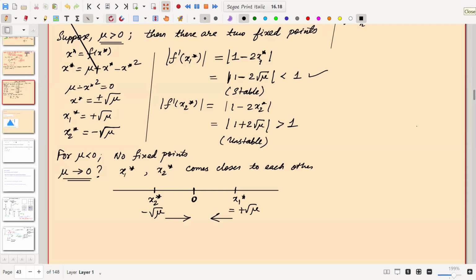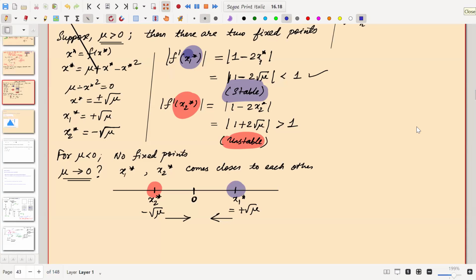They approach each other. And we have a condition for stability: if the fixed point is stable, I will use blue. x2 star is unstable, so I will use red. That's my color pattern. For stable, I will use blue. For unstable, I will use red. Okay. Fine. So you can see this is the unstable one, and this is the stable one, right?